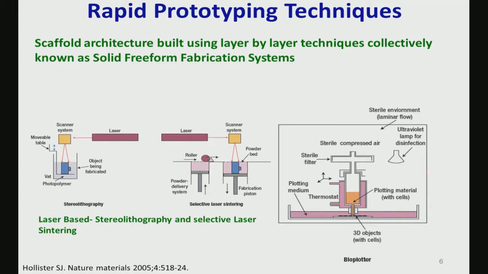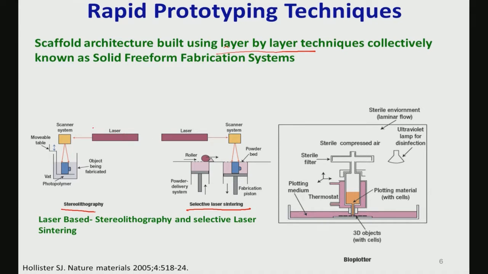Now coming back to the rapid prototyping technique, the fundamental definition of rapid prototyping must include layer by layer deposition. That is the generic description of whatever rapid prototyping technique you are using, whether it is for scaffold fabrication for biomedical applications, or for structural applications like a dense, non-porous component. Two techniques are mentioned here: one is stereolithography and one is selective laser sintering.